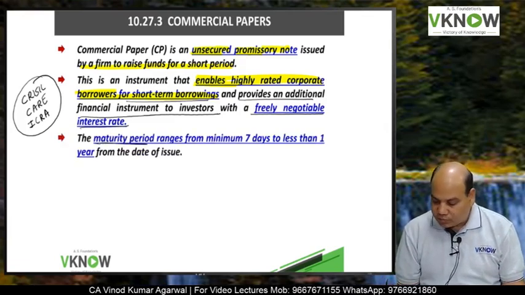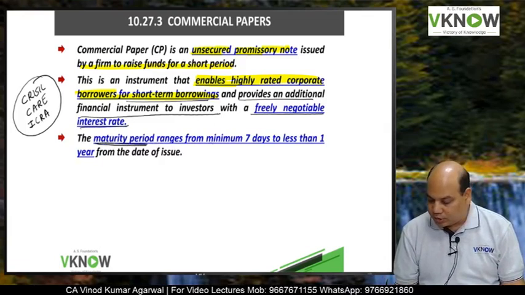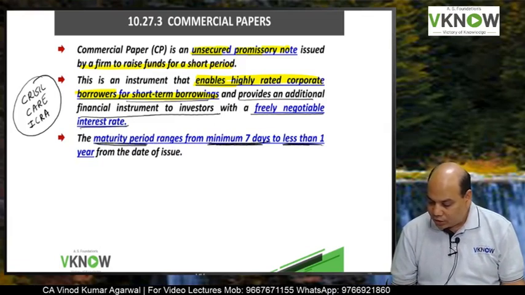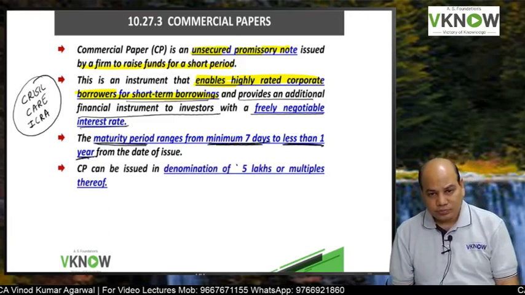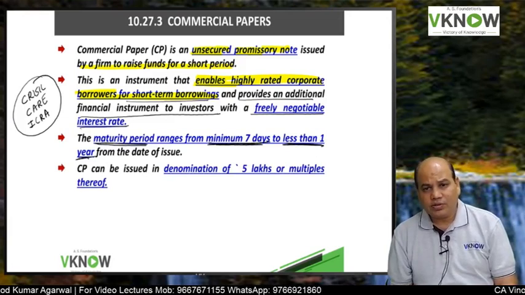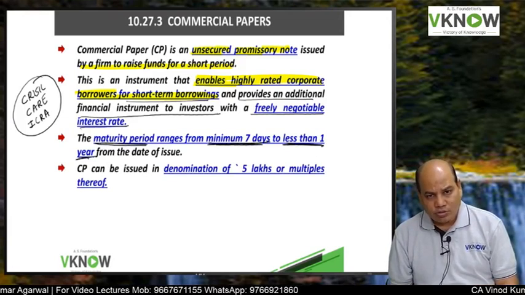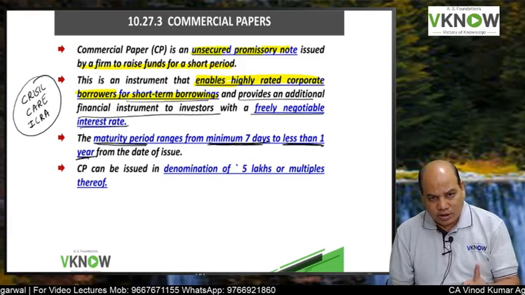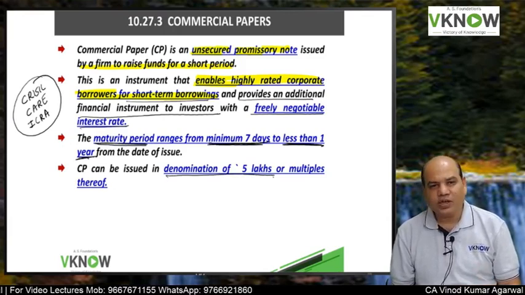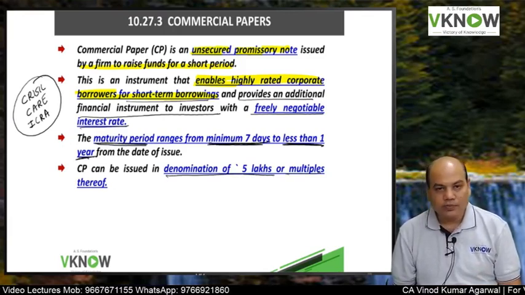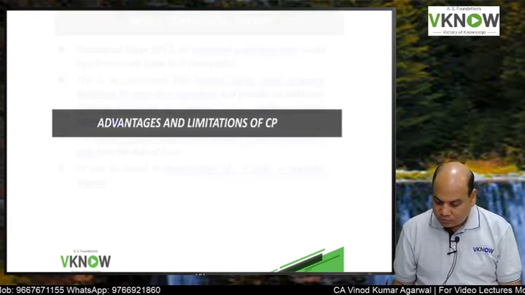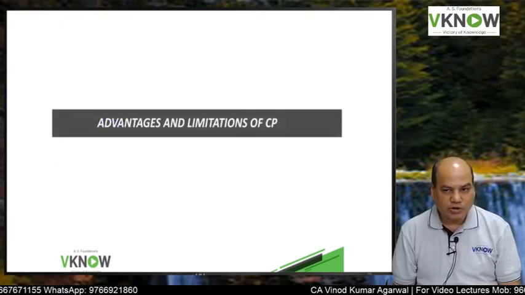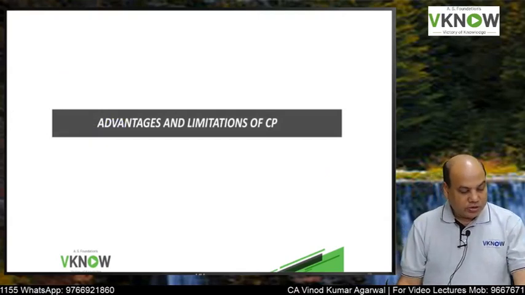What about the maturity period? This you will write in the exam. Maturity period is minimum 7 days and less than 1 year from the date of issue. And what about the minimum investment size? You want to invest in commercial paper? Yes, but minimum 5 lakh and then multiples of 5 lakh. Okay, 10, 15, 20, 25. So that is not for a small investor, a very small investor, because the risk is also high.